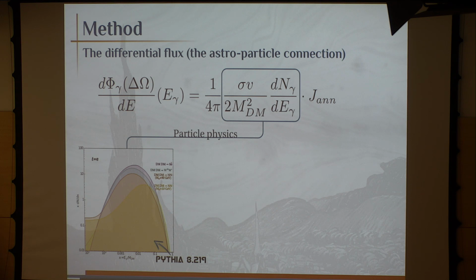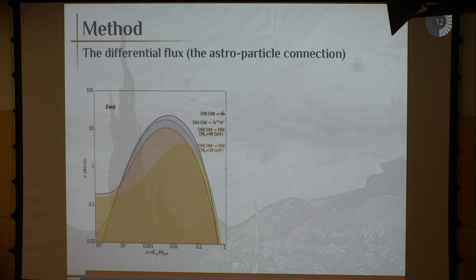This energy spectrum, let me say a few more words about it. We calculated it using Pythia, and here we express it as a function of the variable x, which is the energy of the photons over the mass of the dark matter. Here we show 2 particular examples for our setup in orange and yellow, for masses of the right-handed neutrino of 90 giga-electron volts and 10 giga-electron volts. We compare them with 2 classical benchmark scenarios of indirect searches, which are dark matter going to b b-bar and W plus W minus. As you can see, the spectra are sort of comparable to our particular setup.